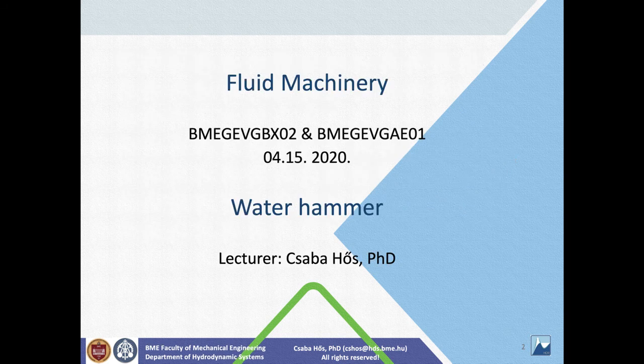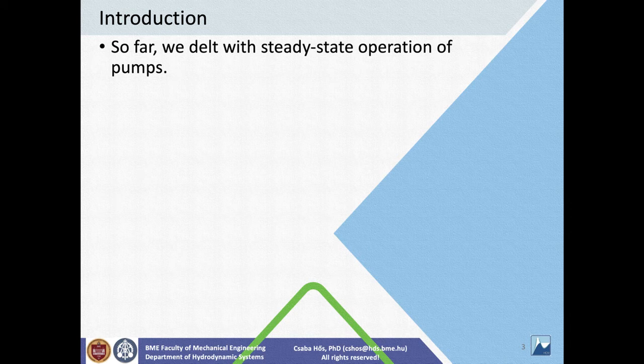Hello everyone. This fluid machinery lecture is about water hammer. Sounds interesting, doesn't it? As an introduction, so far we dealt with steady state operation of pumps. Whenever we computed the pressure drop or the velocity triangles, we always assumed that the flow is established and constant. It's time to deal with unsteady or transient phenomena.